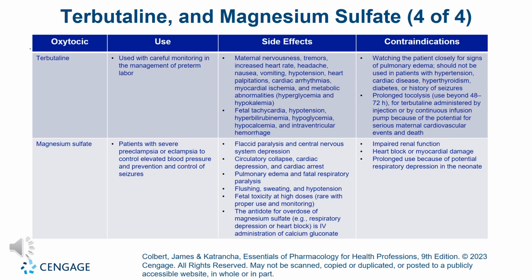The last two oxytocic medications are terbutaline and magnesium sulfate. Terbutaline is used with careful monitoring in the management of preterm labor. Side effects include maternal nervousness, tremors, increased heart rate, headache, nausea, vomiting, hypotension, heart palpitations, cardiac arrhythmias, myocardial ischemia, and metabolic abnormalities, hyperglycemia and hypokalemia.